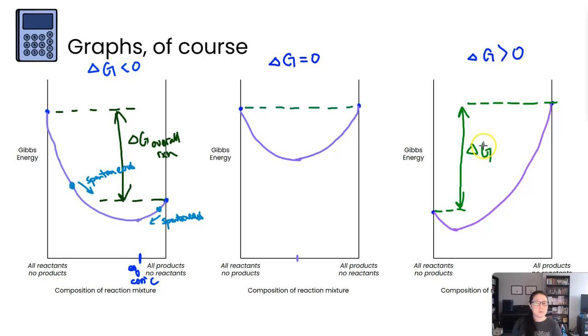And then in the situation where your delta G is positive, you know that your products are going to have more Gibbs energy than your reactants, and equilibrium is going to happen at a concentration ratio that very much favors your reactants. Now with these two graphs, you can still do the same thing: I know that my ratio of reactants and products is right here. Which direction is the reaction going to happen spontaneously? Oh, it's going to go to the left.